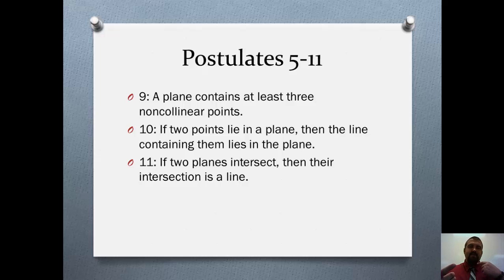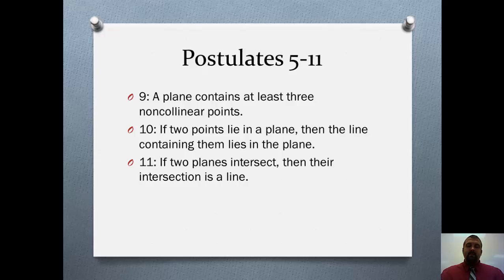Postulate 9, a plane contains at least 3 points, 3 non-collinear points. It's just the reverse. If through any 3 non-collinear points there's one plane, well, a plane then has to have at least 3 non-collinear points. Again, there should be an infinite number of points on this plane. However, we just say there's at least 3.